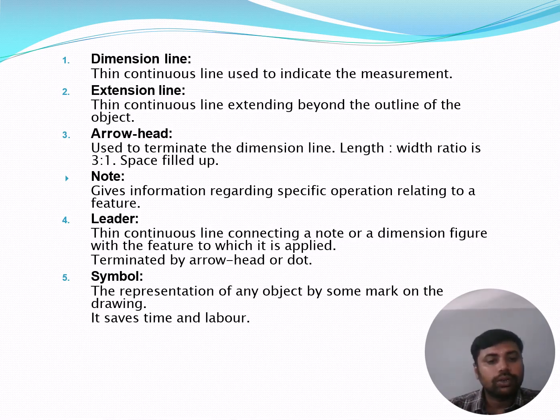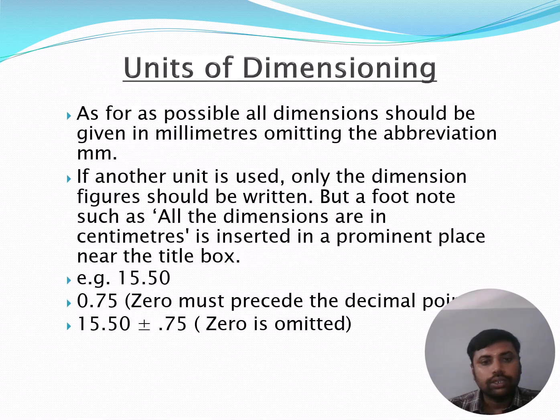Symbols are some marks on the drawing. On the use of dimensioning, where possible all dimensions should be given in millimeters, with the abbreviation mm. So all dimensions should be in mm. We have to write this at the bottom of the page. That ensures the abbreviation mm need not be used anywhere in the drawings; only one line will be enough. If another unit is used, only that dimension should be written there. So mostly we are going to give only one unit, which should be mm. You can use it anywhere in the drawings.